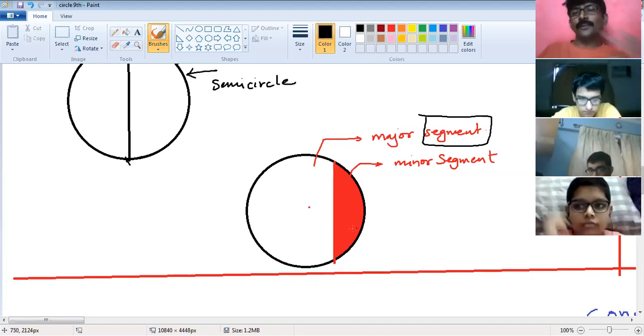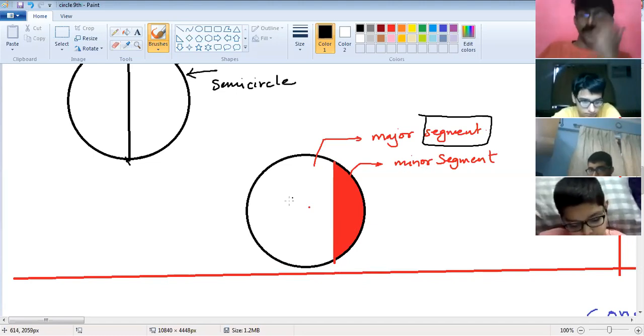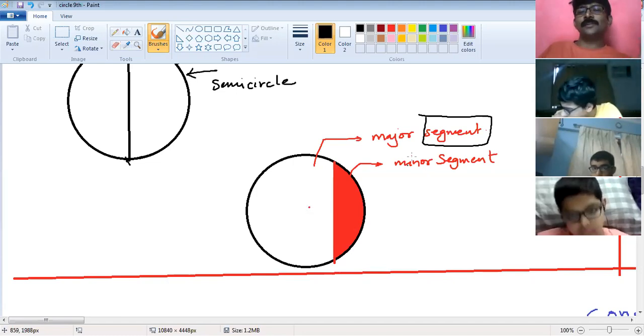And now there are two types of segment. One is minor segment and the other is major segment. Now what is a minor segment? A minor segment is a segment where the center of the circle does not exist. And a major segment is a segment where the center of the circle exists.